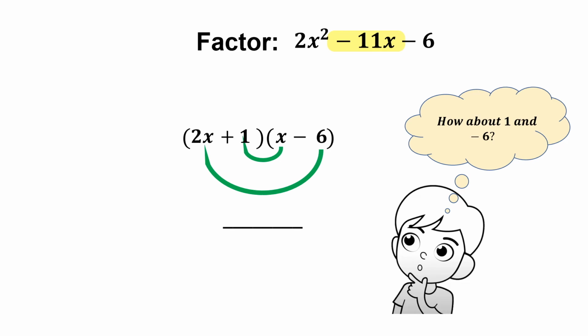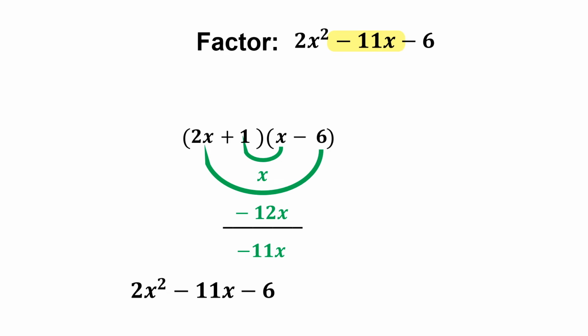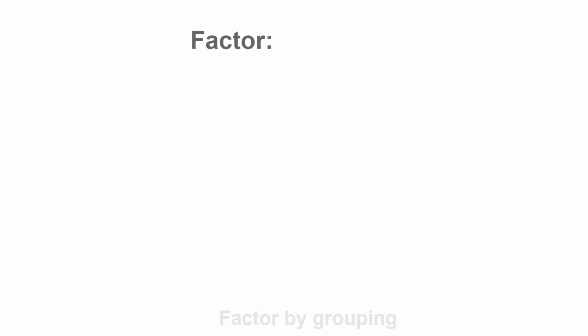The product of the outer terms 2x and negative 6 is negative 12x. The product of the inner term 1 and x is x, and their sum is negative 11x. Eureka! It's negative 11x. Therefore, the factored form of 2x squared minus 11x minus 6 is 2x plus 1 times x minus 6. Let's take another example and factor this using a different approach.